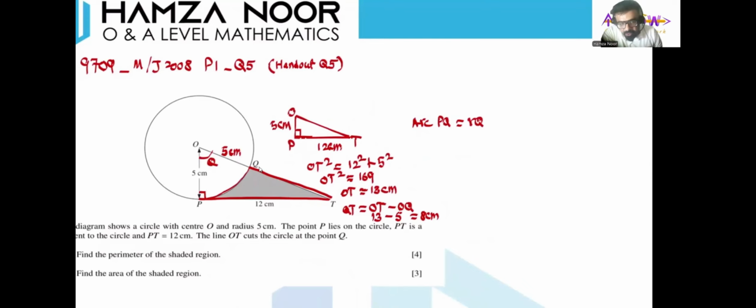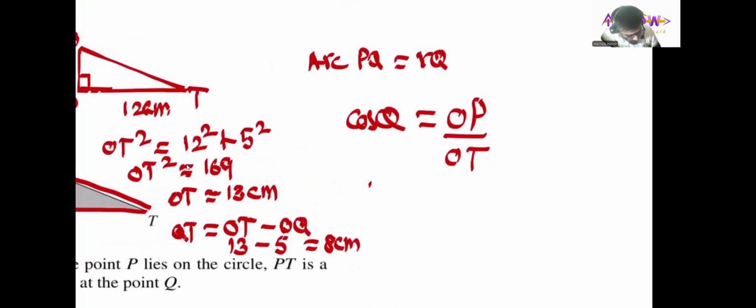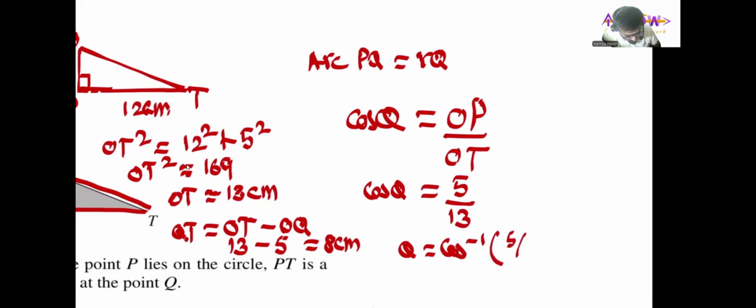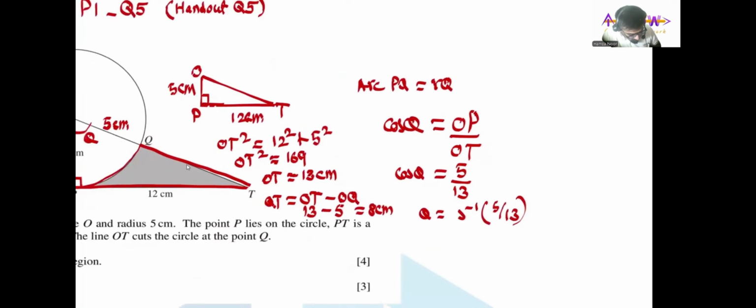So opposite over hypotenuse, or we can say adjacent over hypotenuse, or we can use opposite over adjacent, whatever you feel. Okay, so cos theta, I am using cos theta. So cos theta is equals to adjacent over hypotenuse, meaning OP divided by OT. And OT we have already found, which is 13 centimeter. So I can say that cos theta is equals to 5 over 13, since the adjacent side was 5 and hypotenuse was 13. So theta is cos inverse 5 over 13.